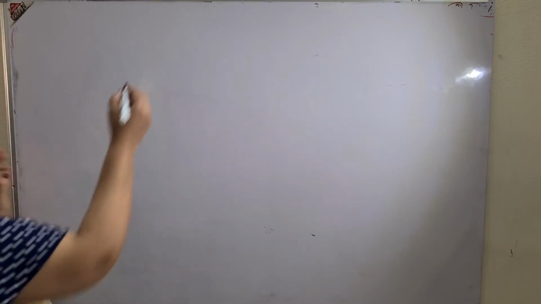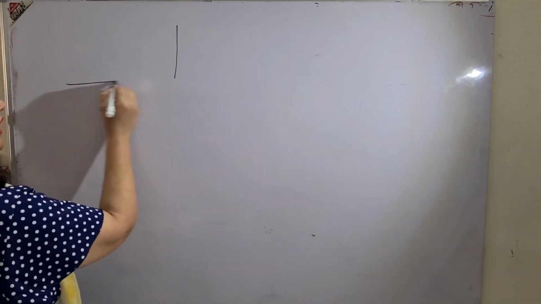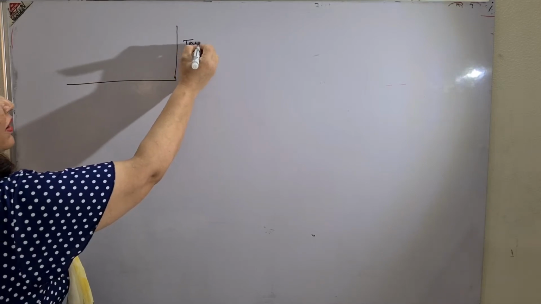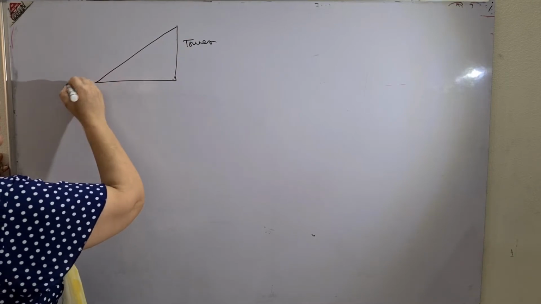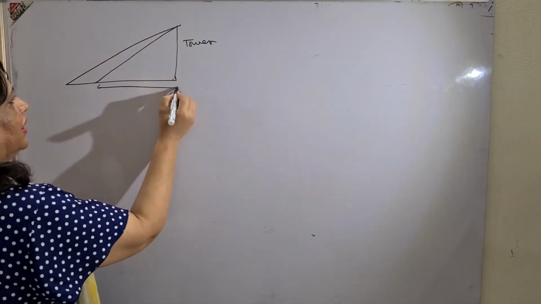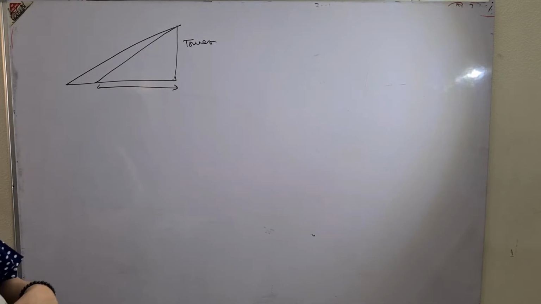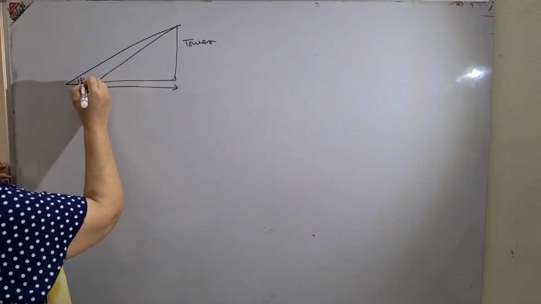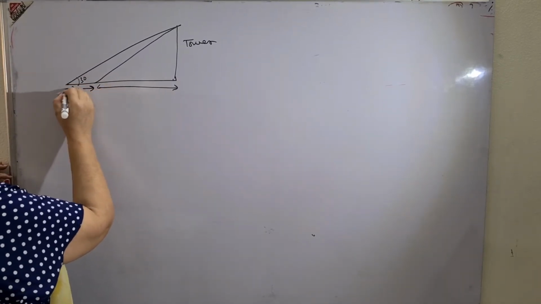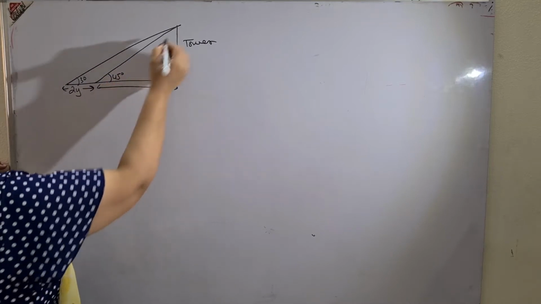The question relates to the language like this, that the length of the shadow of the tower. This is the tower and this is the shadow. It is like this. This is the length of the shadow, and it is 2y meter longer when the sun's altitude is 30 degree than when it is 45 degree. So when it was 30 degree, it was 2y meter longer than when it was 45 degree. This is the language of the question.